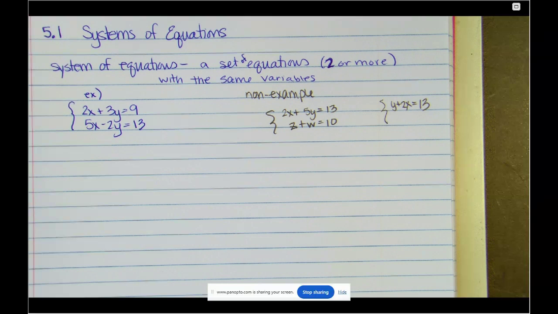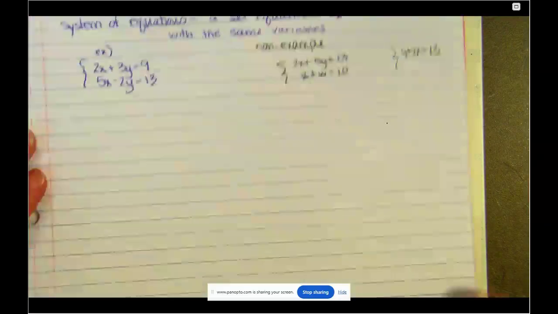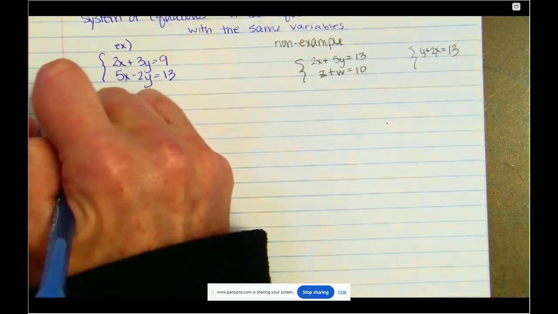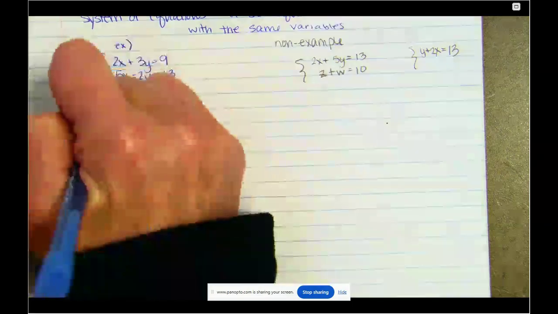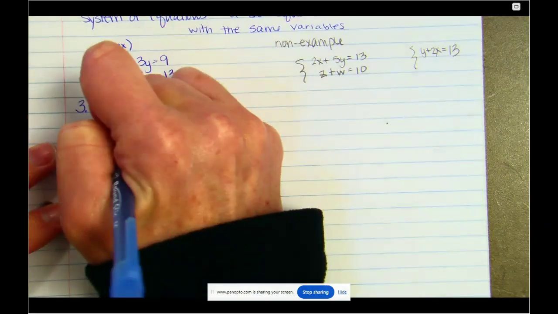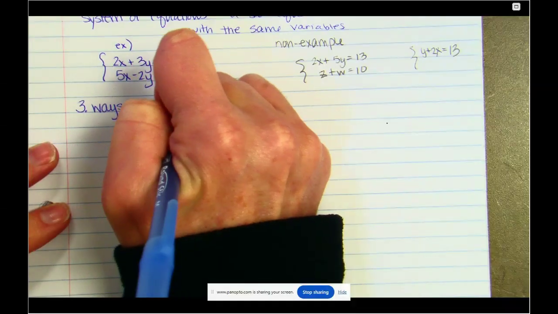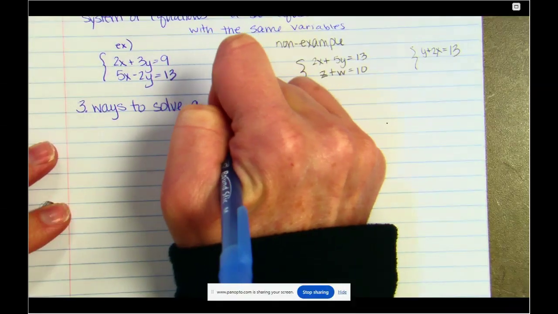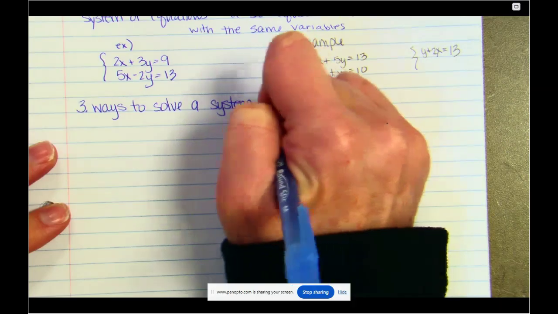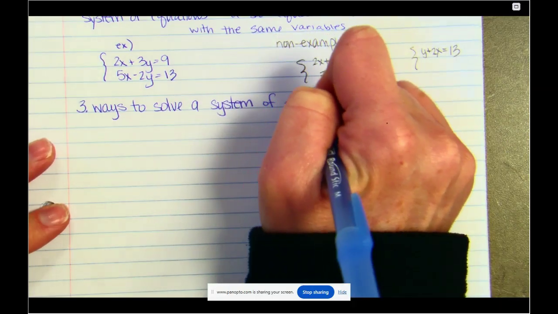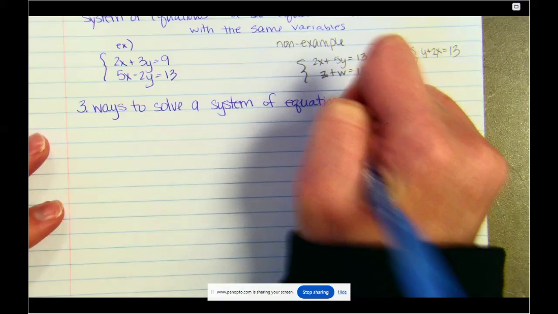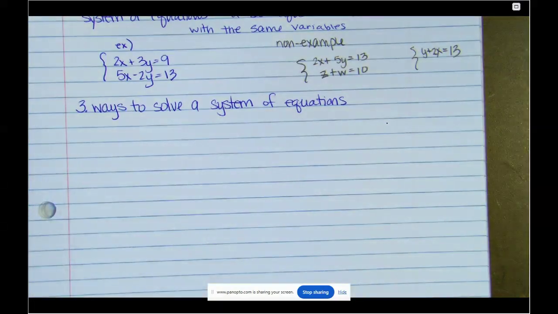Okay, so there are 3 ways to solve a system of equations. 3 ways to solve. And honestly, you guys, a system of equations, most of the time, we don't even say system of equations. It's too much to write. We just call them systems. 3 ways to solve systems.